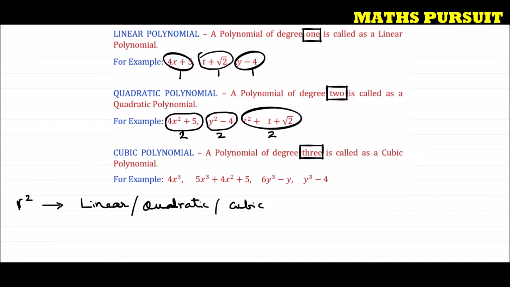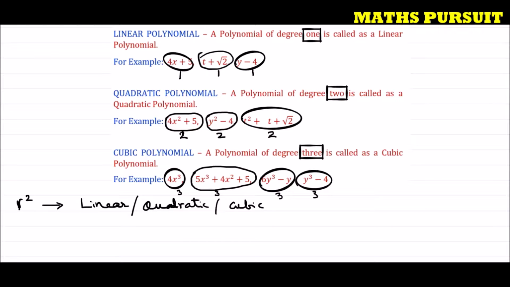Now let us look into the examples of cubic polynomial. 5x to the power 3 plus 4x to the power 2 plus 5, 6y cube minus y, y to the power 3 minus 4. Here the highest power of the variable is 3. So these belong to cubic polynomial.